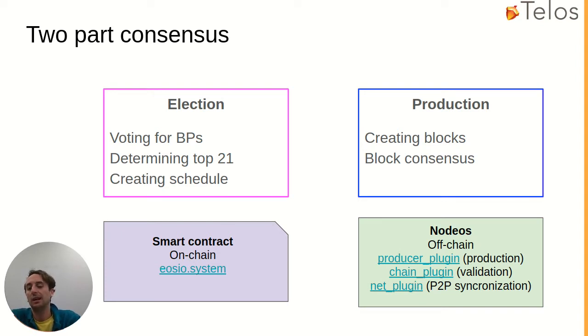You have the election of the top 21 block producers, and that's all done on-chain through the system contracts: the election, the voting, registration. And then you have the production of blocks themselves and the management of the blockchain, and that's done through the rest of the Nodeos software. So the Nodeos software is the node software that each node in the network runs, and that's done through several of the plugins.